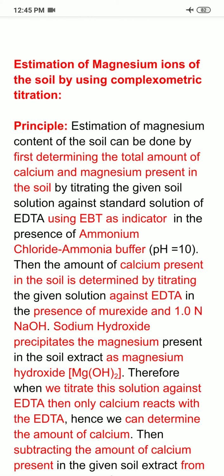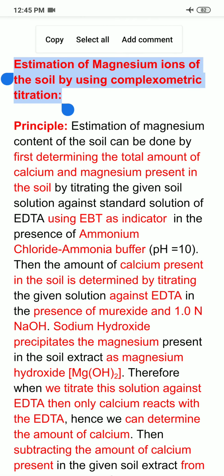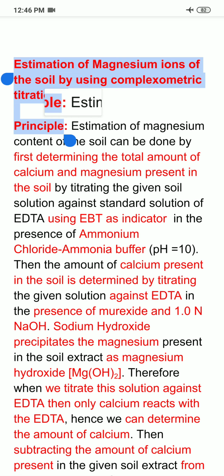Our today's topic is estimation of magnesium ions of the soil by using complexometric titration. So first of all, I am coming to the principle of estimation of magnesium content of the soil.